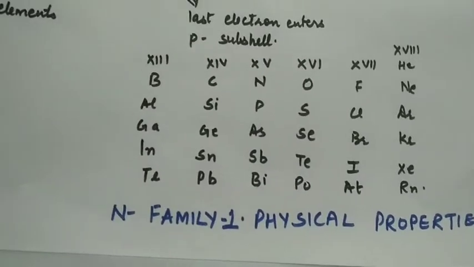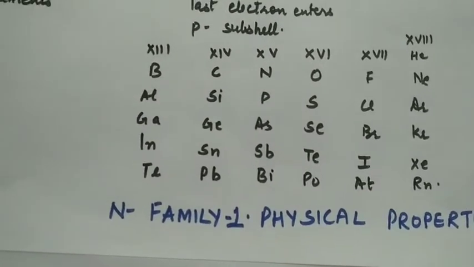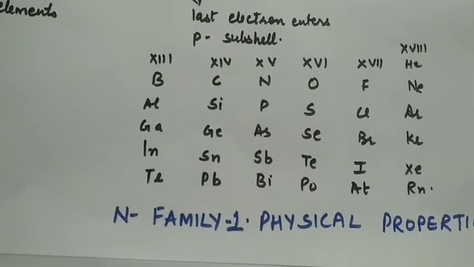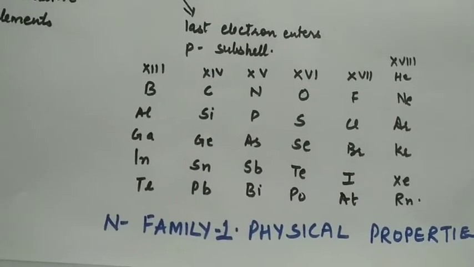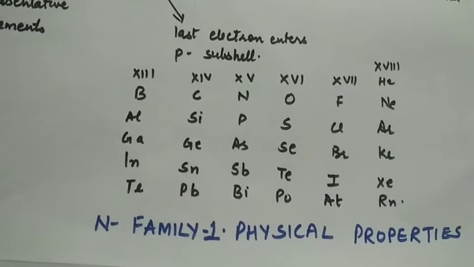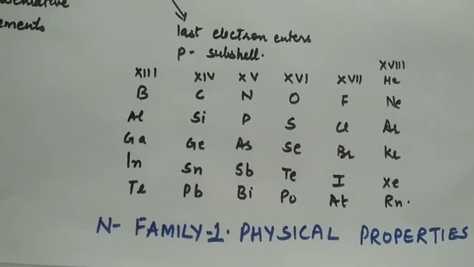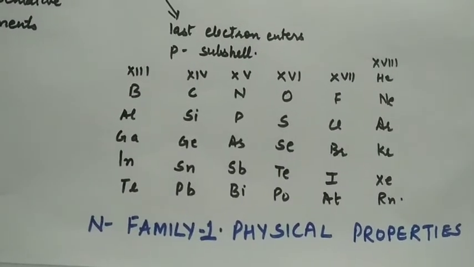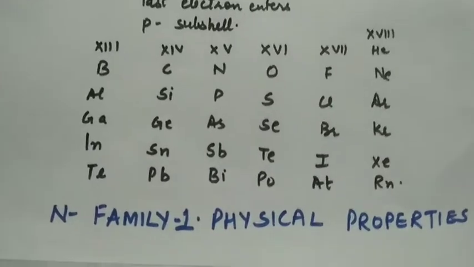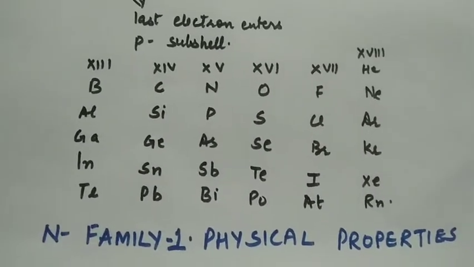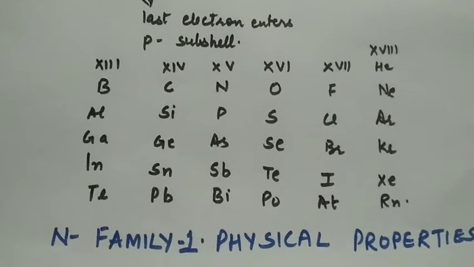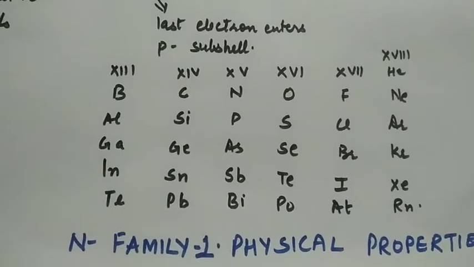The elements of group 13 are boron, aluminium, gallium, indium and thallium. We have already studied group 13 and 14 in class 11. Similarly, group 14 is carbon, silicon, germanium, tin and lead. Today we will be covering group 15 elements: nitrogen, phosphorus, arsenic, antimony and bismuth.